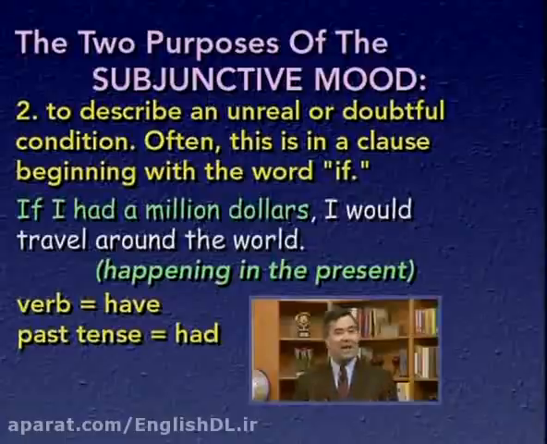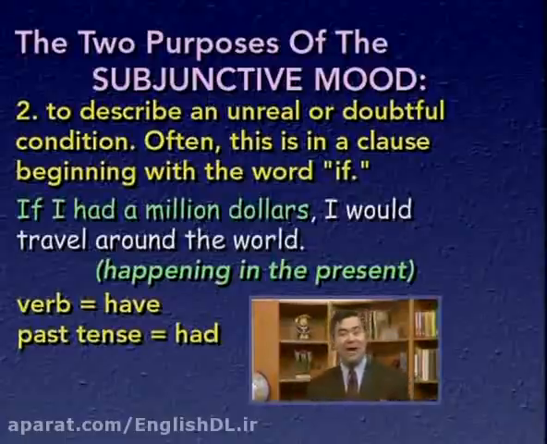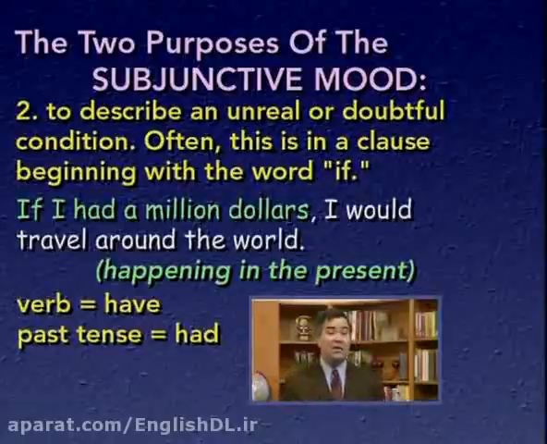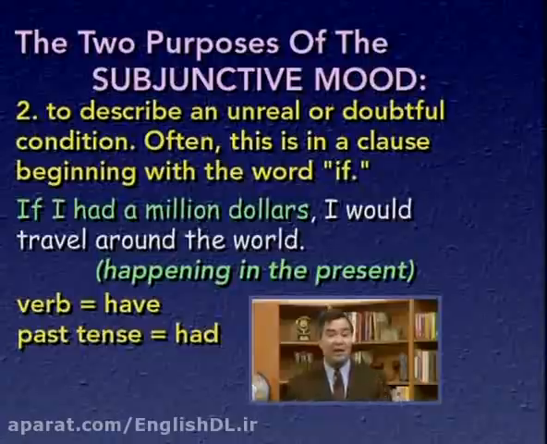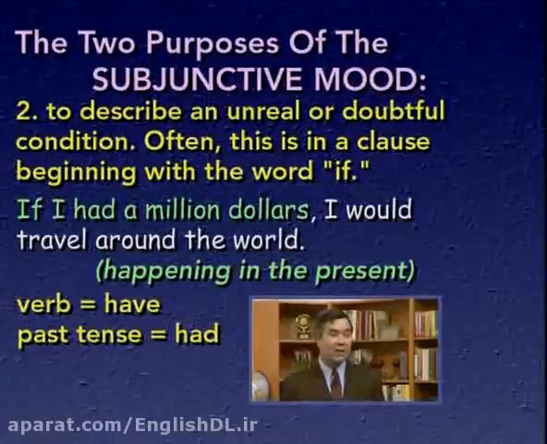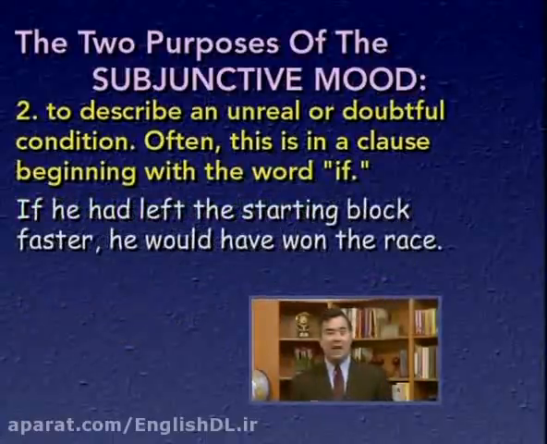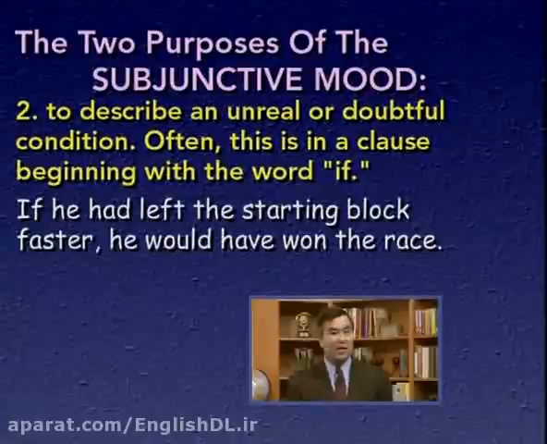It looks the same as the past tense of the verb to have, but in this case it's expressing the subjunctive mood because it's describing a condition which is unreal or doubtful. So this sentence is perfectly correct. If I had $1 million, I would travel around the world. Here's another example. If he had left the starting block faster, he would have won the race.